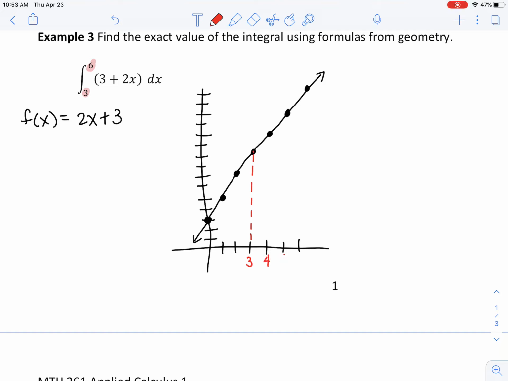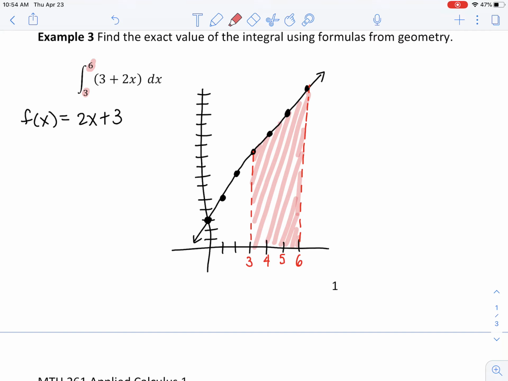Okay, so what do they want? They want the area under this line from 3 to 6. So let me find my boundary point. Here's my 3. Go straight up. Which one is it? It's this one right there. And to 6. This is 4, this is 5, this is 6. I stopped on the perfect spot. Let me draw a straight line up.